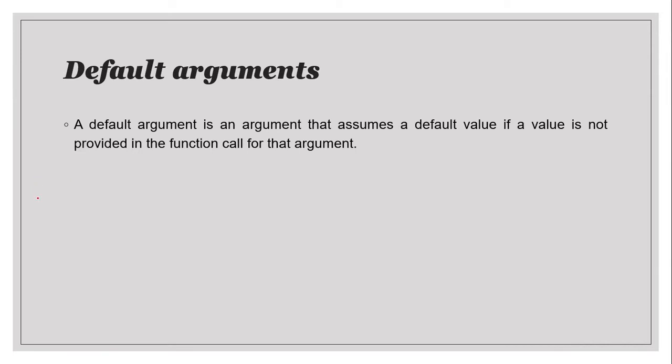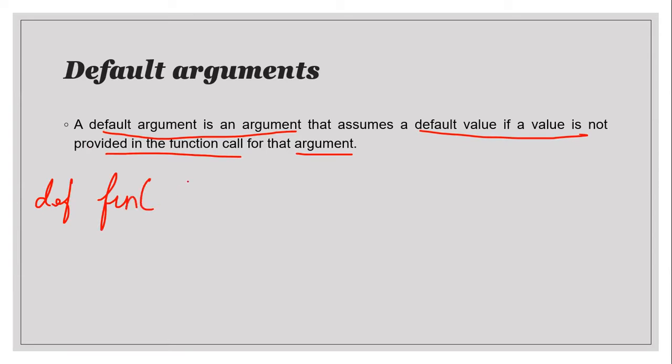Okay, now let's talk about default argument. A default argument is an argument that assumes a default value if the value is not provided in the function call for that argument. What does it mean? We know how a normal function works: we use the keyword def, then a function name, then parentheses. We can declare a parameter inside it, or if we don't want, we leave it as it is, then a colon, then an indentation, then we write the steps and return it.